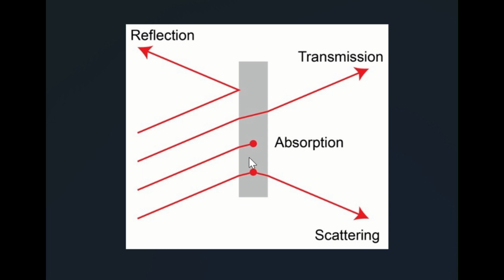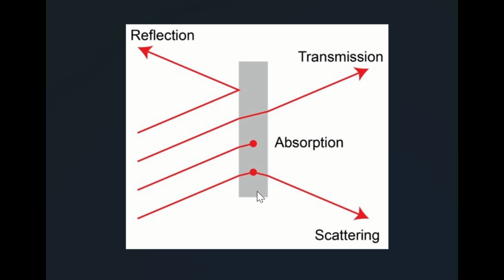In other cases, light is trapped within the material and doesn't get outside. This we call absorption. When a lot of light is trapped within the material, we say this material is highly absorbing.